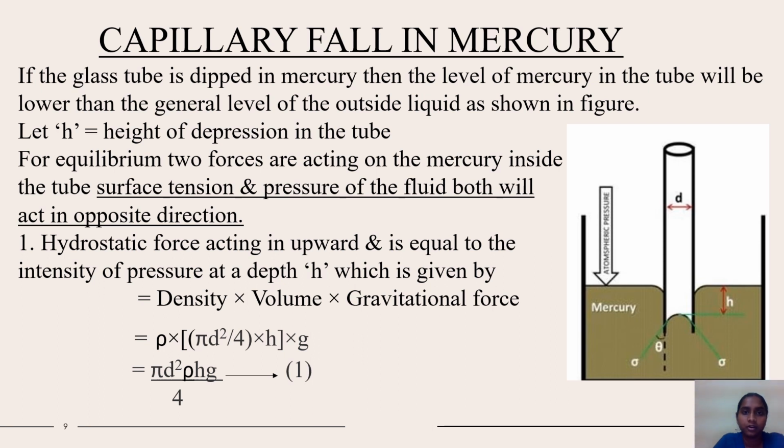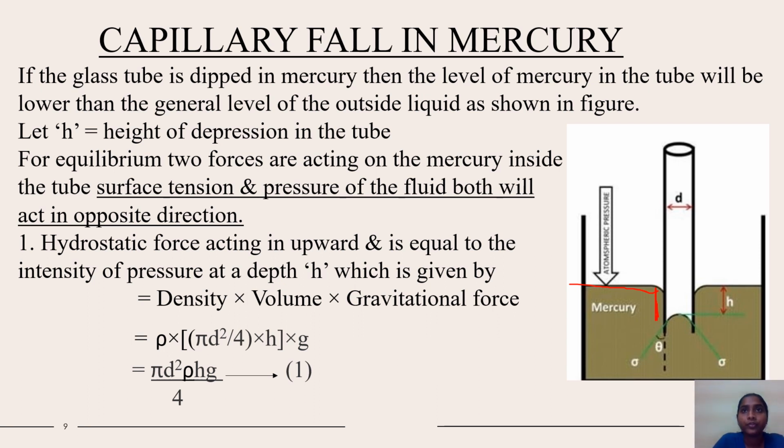Let's derive the equation for capillary fall in mercury. For this, the glass tube is dipped in mercury. This is the general level of mercury. As soon as the tube is dipped, there will be decrease in the level of mercury. This is also known as depression of the fluid. Then h be the height of the depression on the tube.